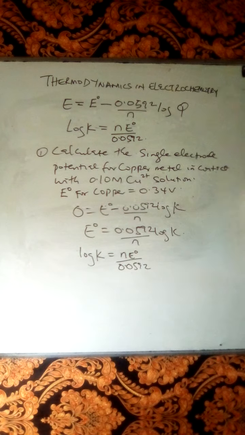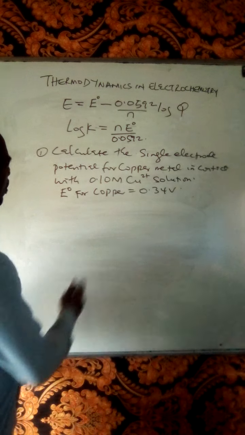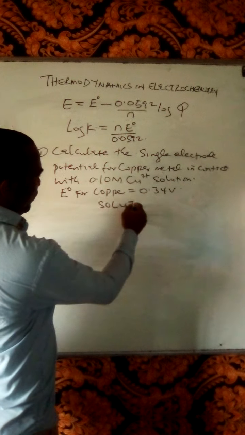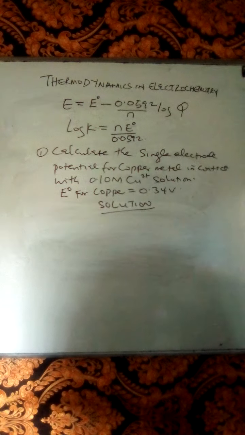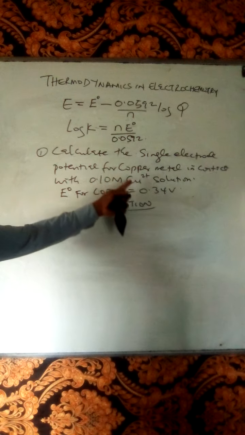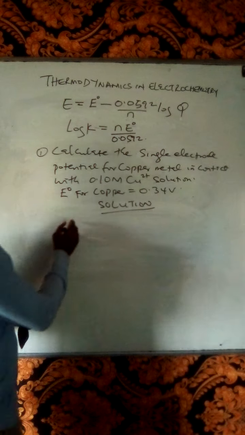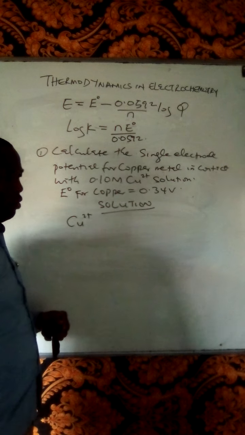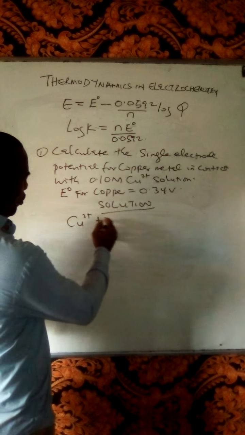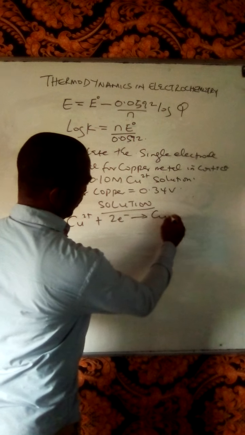So how do we tackle this problem? Looking at this problem on the board, this is a problem involving a single electrode. So the first thing we have to do is to write the reaction occurring at the electrode. When a metal is in contact with its own ion, the ion in solution becomes reduced. And we know in chemistry, reduction is electron gain. The copper 2 ion will be reduced by gaining 2 electrons, giving you copper solid.